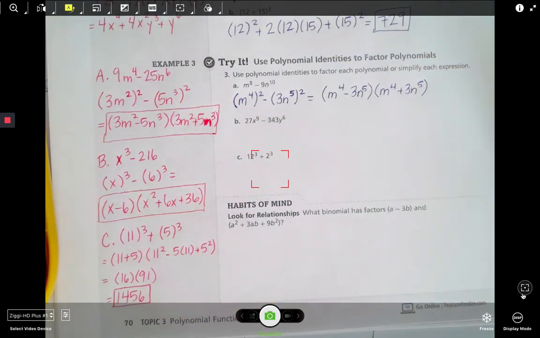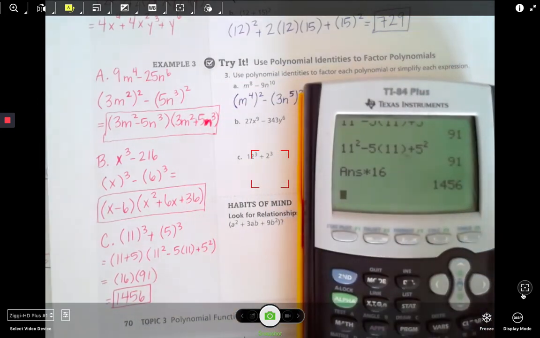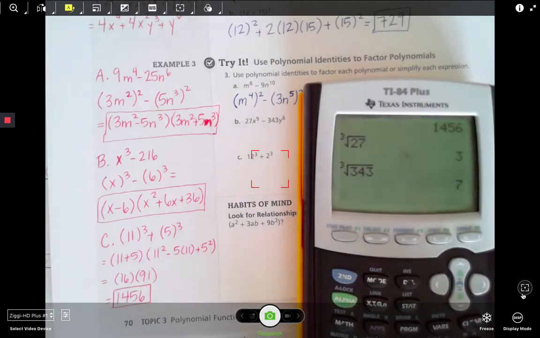I see an odd number in this next one, so I decide, is it divisible by 3? Is 9 divisible by 3? Yep, so it's probably going to be a difference of cubes or sum of cubes, but let's double check. 4 is... 27, yes, it is a perfect cube. And 343, it's also a perfect cube.